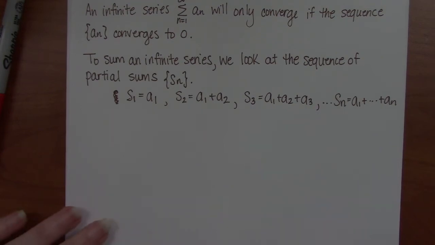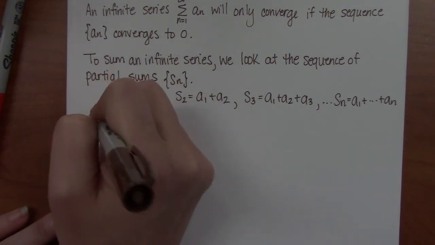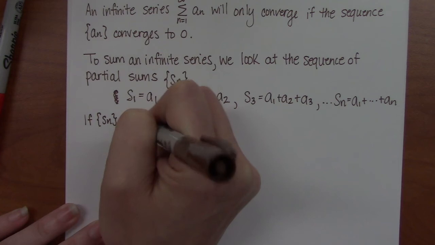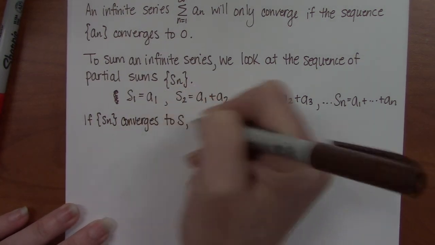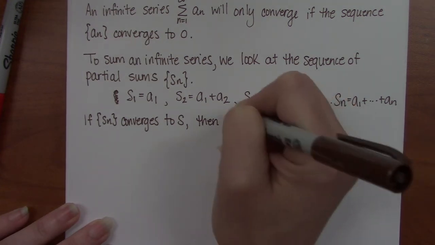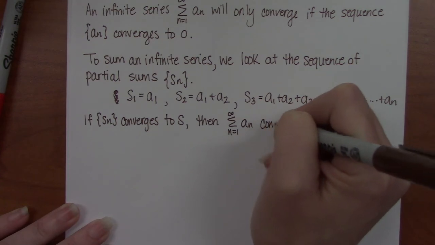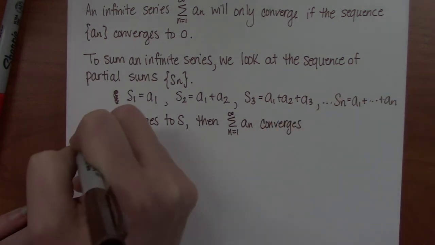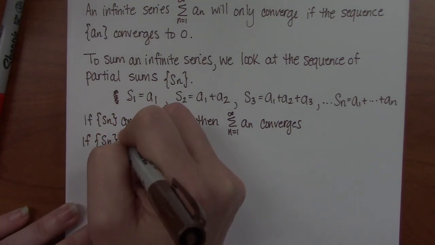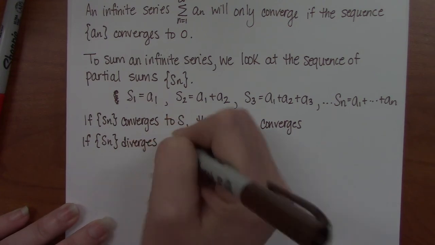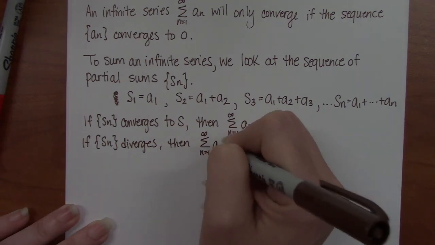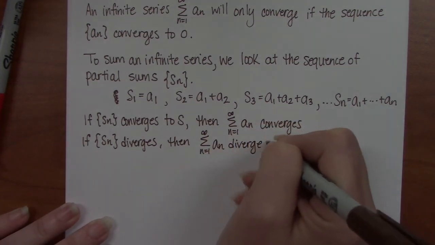All right. So what we say is, if the sequence of the partial sums converges to some number s, then the series also converges. And conversely, if the sequence of partial sums diverges, then the series diverges.